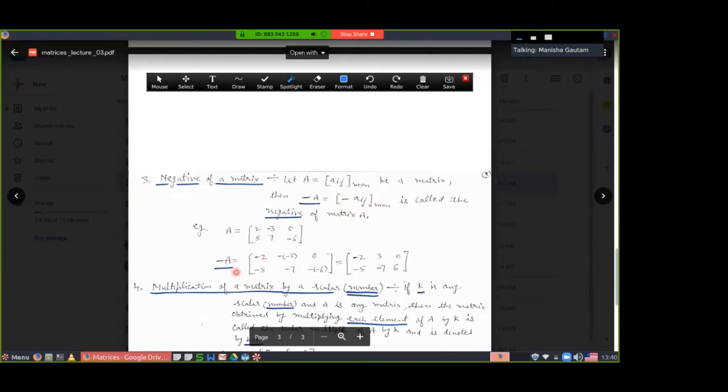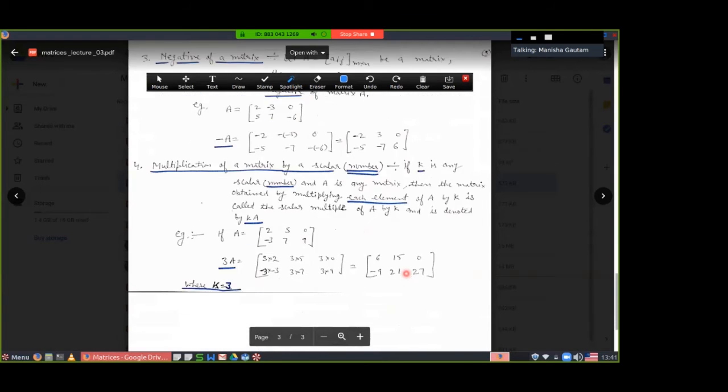Minus of this matrix will be what? You are multiplying each and every element of A by a minus sign. Minus 2, minus of minus 3 is plus 3, 0 as it is 0, 5 becomes minus 5, 7 becomes minus 7, minus of minus 6 becomes 6. So the new matrix, that is the minus A matrix, is minus 2, 3, 0, minus 5, minus 7 and 6. This is the negative of a given matrix.